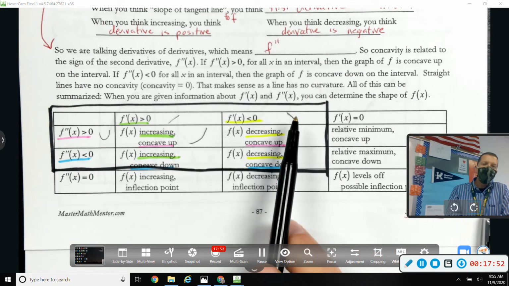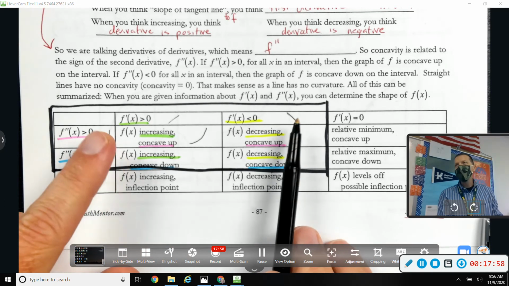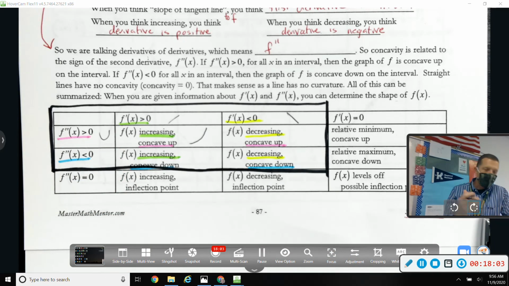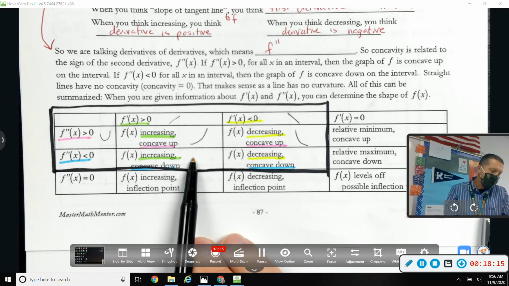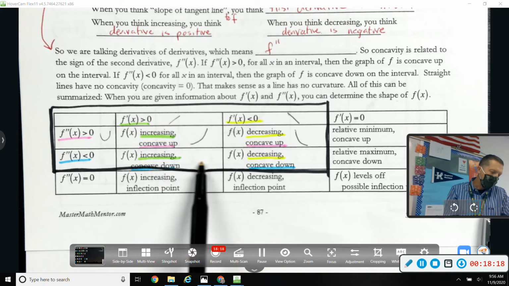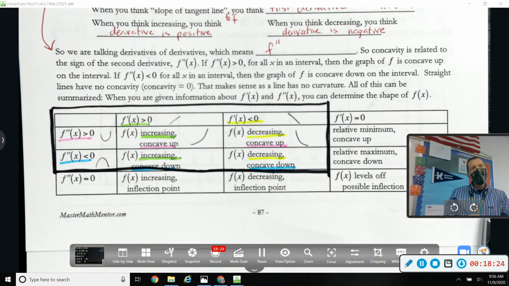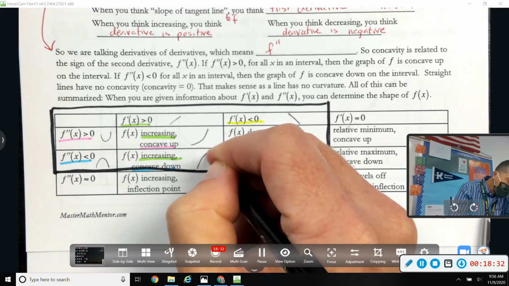Next one over, I want to be decreasing but concave up. So I have to merge these ideas of decreasing, so I'm going down, but I'm still concave up. So something like that. All right, this box says f is increasing, so I'm going up, but I'm concave down. So I have to merge those ideas in my brain and be increasing but concave down.